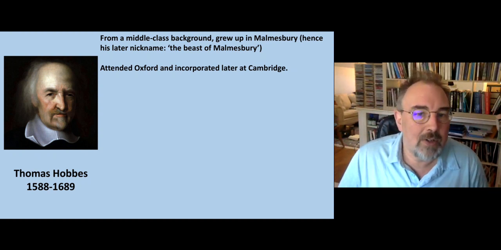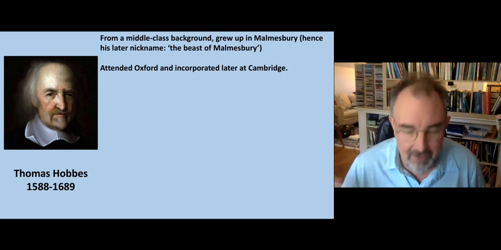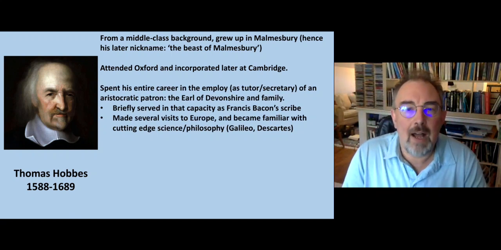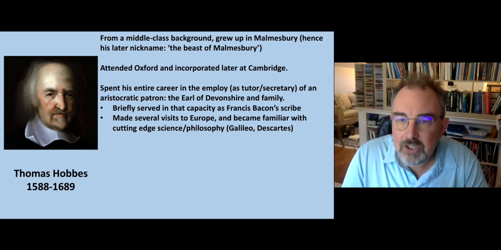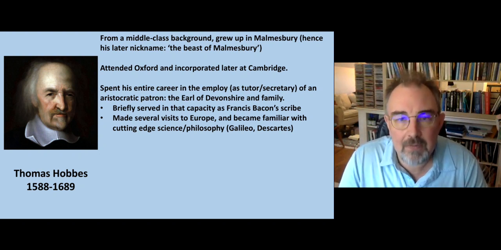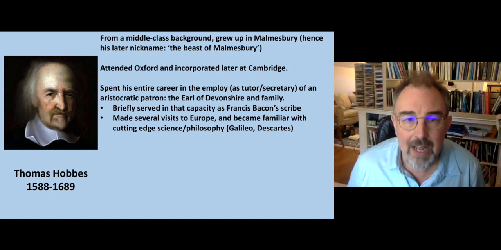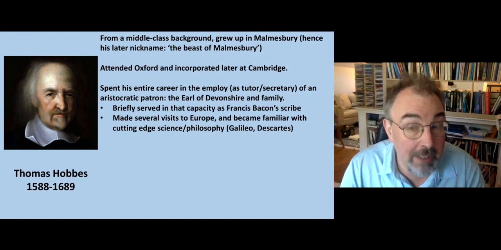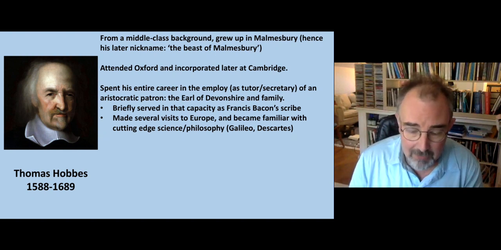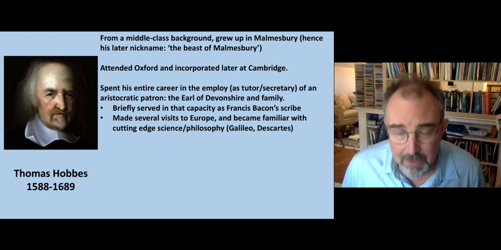He was a student at Oxford, at Magdalen Hall. Later had an association and affiliation with Cambridge University, although he never taught there in any formal sense. He spent his entire career in the employ of an aristocratic patron, the Earl of Devonshire and his family. Mostly he was a secretary and a tutor to the Earl of Devonshire himself and various members of the family. A couple of things are perhaps worth mentioning in this general connection. In that capacity, he served briefly as Francis Bacon's amanuensis. He worked with Bacon as a scribe, helping Bacon write out some essays, so he was familiar and intimate with our old friend Francis Bacon, whom I talked a bit about in the last lecture.